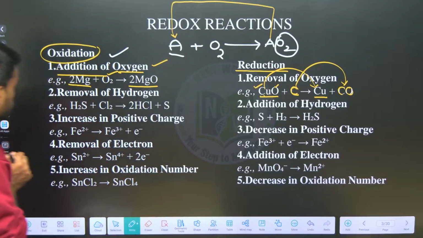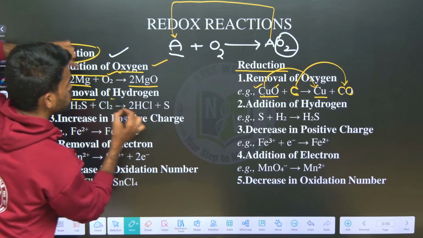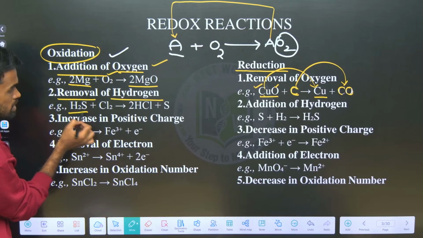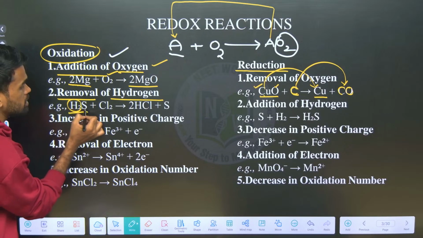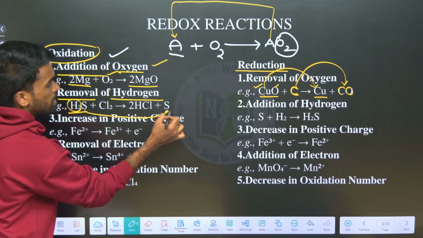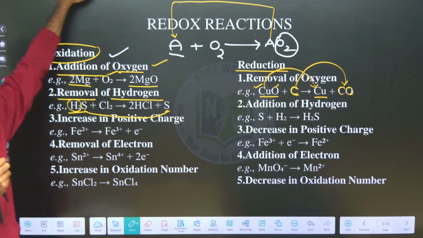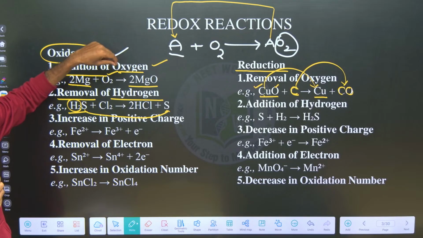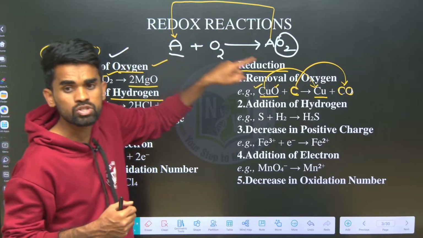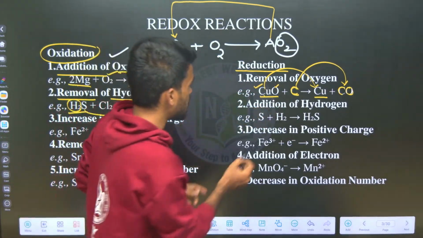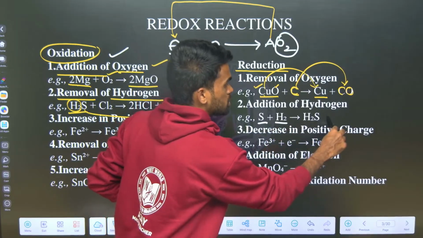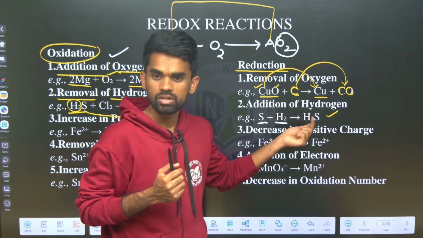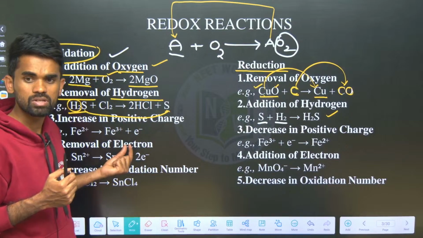That's it. Next, look here, removal of hydrogen. For example, here we have H2S. From this sulfide, H2S, I have removed these two hydrogens so that it becomes a sulfur atom. So removal of hydrogen atoms is called oxidation. Whereas addition of hydrogen atoms is called reduction. To the sulfur we are adding two hydrogen atoms, so this process is called reduction. So addition of hydrogen is reduction, whereas removal of hydrogen is oxidation.